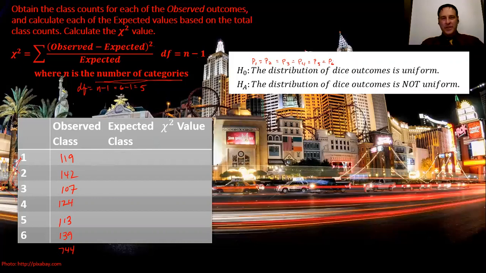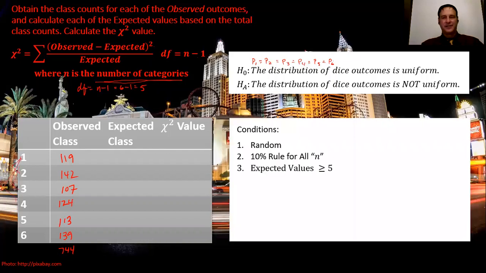Now, with this, we also have conditions. And what are our conditions? Well, first is very similar: random. Were our dice rolls random? For the most part, I think they were. I don't think there was any bias in terms of how these were rolled. They were shaken well by students. They were dumped onto a table where they bounced a bunch of times, and those are the respective outcomes we got.